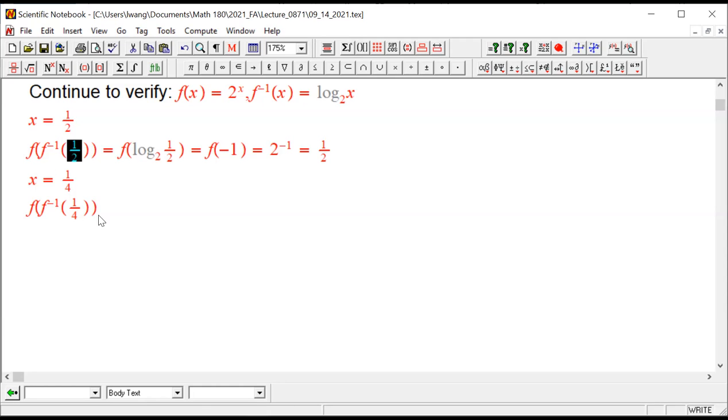Yes. So for quarter, you do the same thing. You follow me? This is going to be a quarter, and that equals f of what? -2. And that equals 2 to the power of what? -2. And that equals what? Quarter.